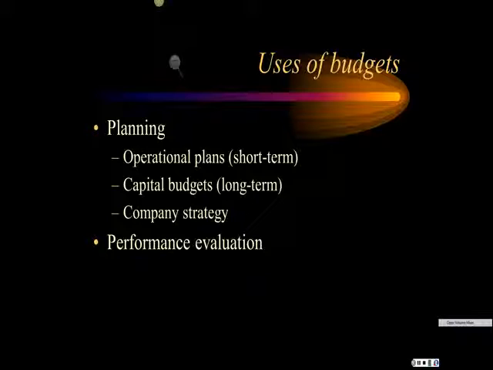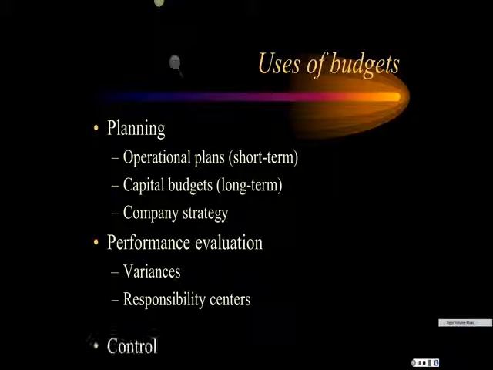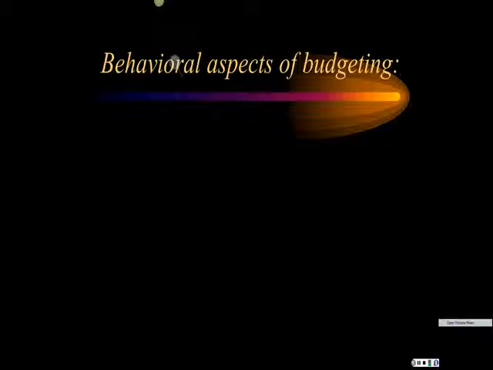Then we can also use the budget for performance evaluation. Did we hit the marks that we put in that budget? You know, did we exceed them? Did we not make them? Why did we exceed them? Why did we not make them? We can use this information for planning for the future and for better execution in the future. So we'd want to look at variances and responsibility centers, like who screwed up and who did a good job. And then also we would use it for control. We love control.